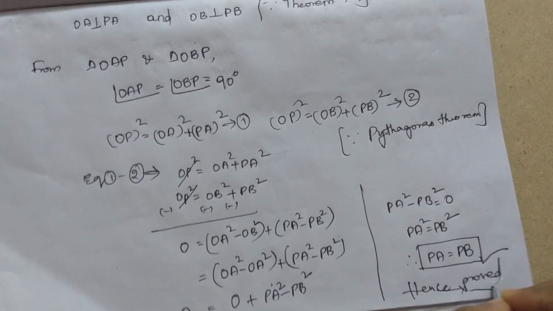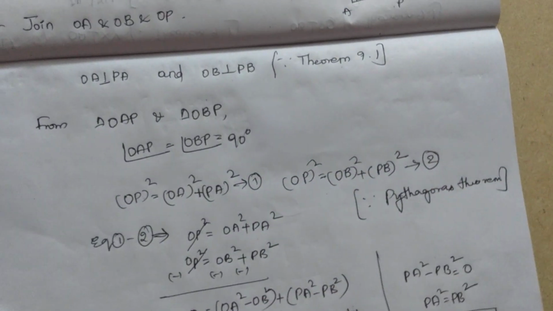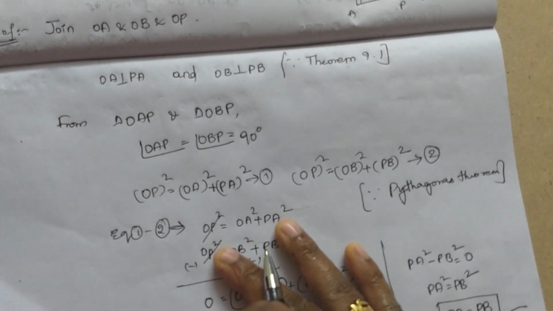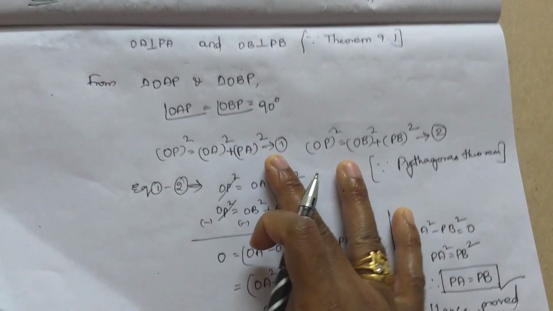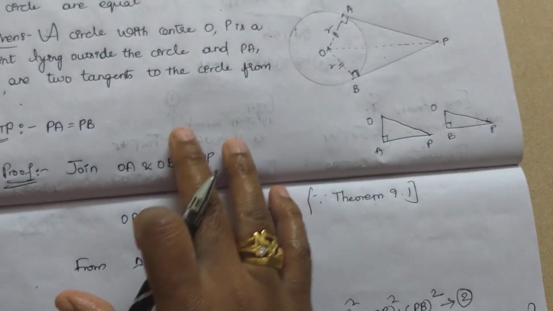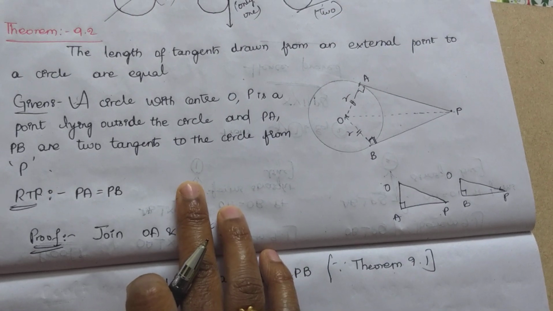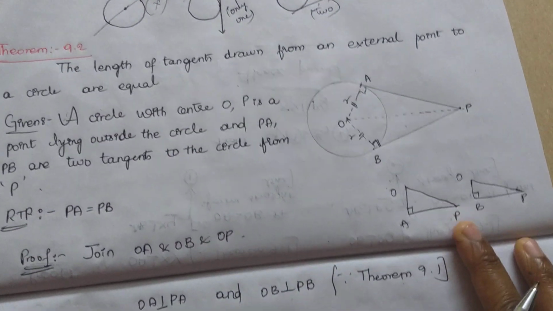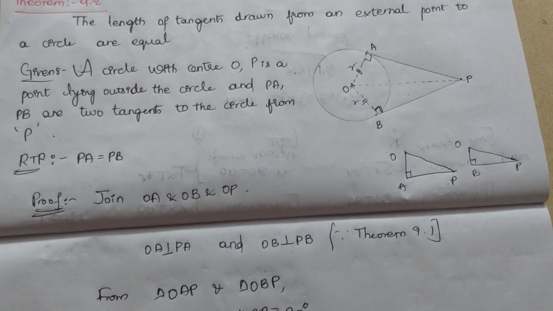When you see your textbook, they have referred to another way, but this is the easiest way I feel. So this is the solution. This is the proving part of theorem 9.2. Based on this theorem, we are going to solve the problems in the coming exercise. So this is the theorem.